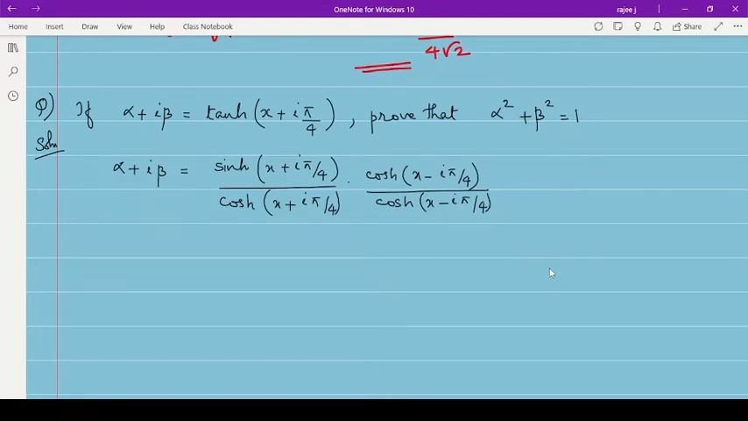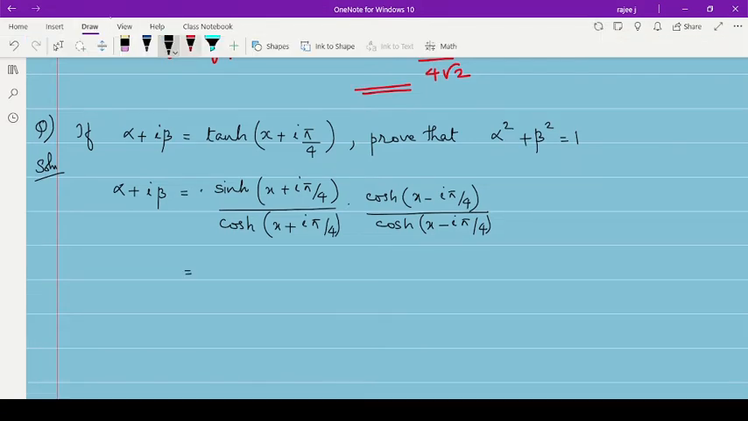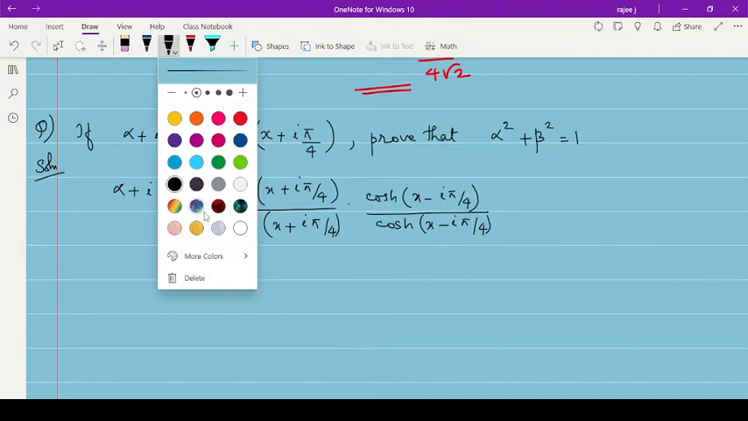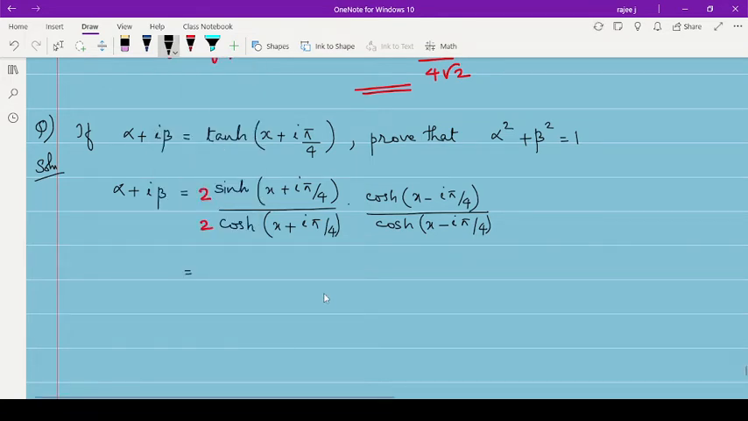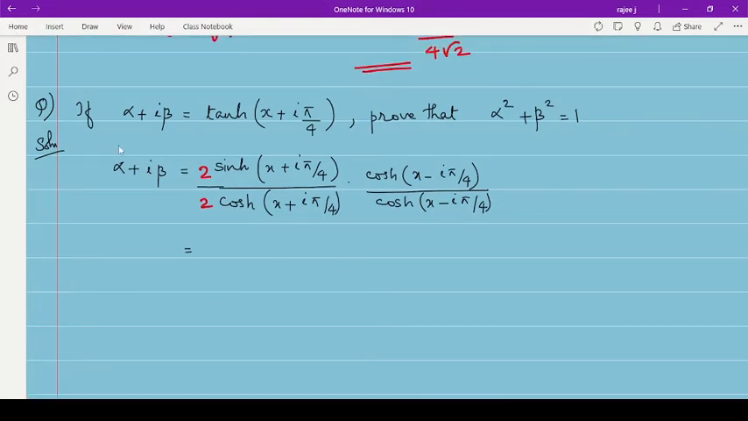Now this is something like the 2 sin A cos B formula, which we can use. So I am multiplying numerator and denominator with a 2 also. Then here we use the 2 sin A cos B formula.